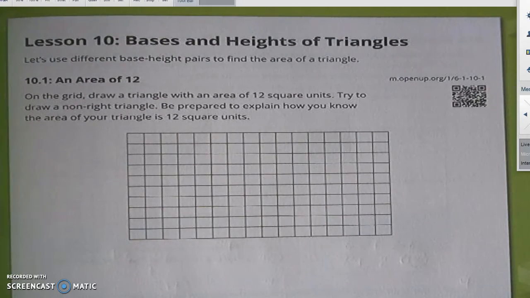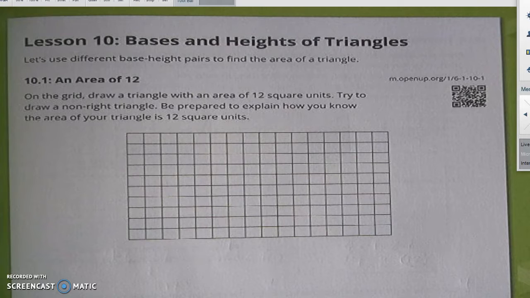Okay, so in order to have an area of 12, that means that when I multiply the base and the height together, it needs to give me 24, because then when I divide by 2, it'll give me 12. So, ways to make 24.